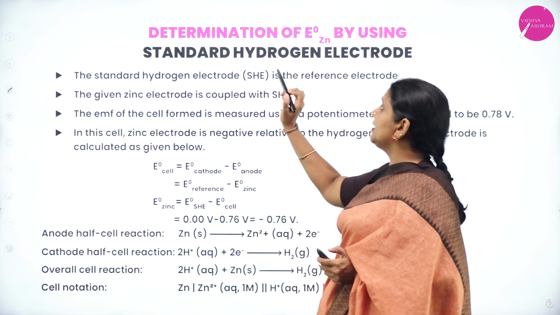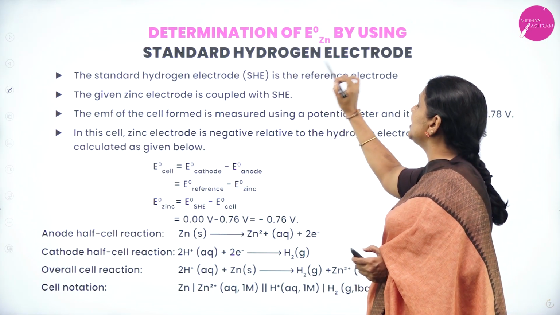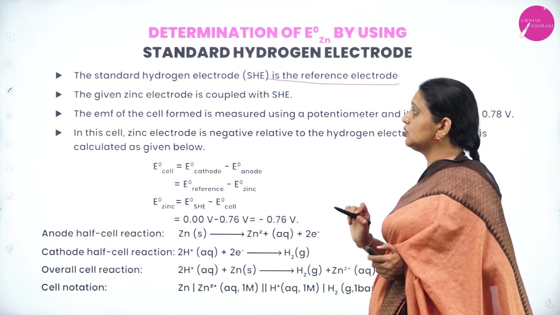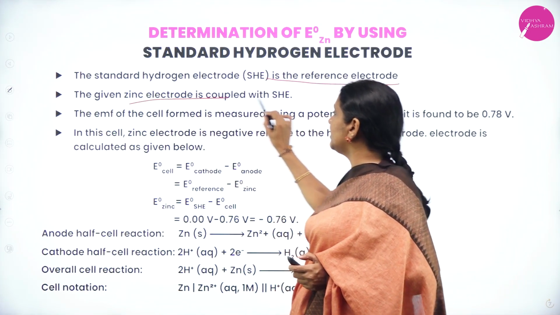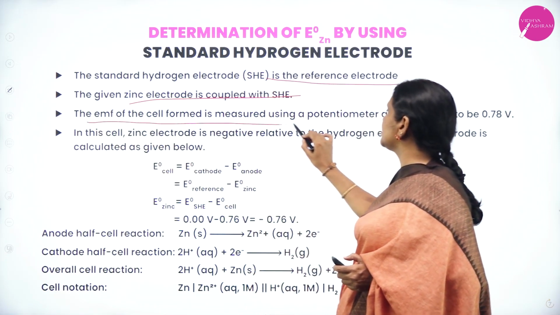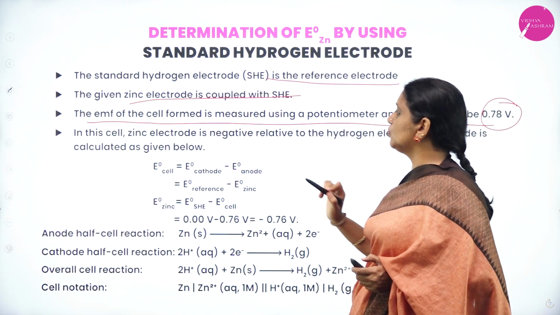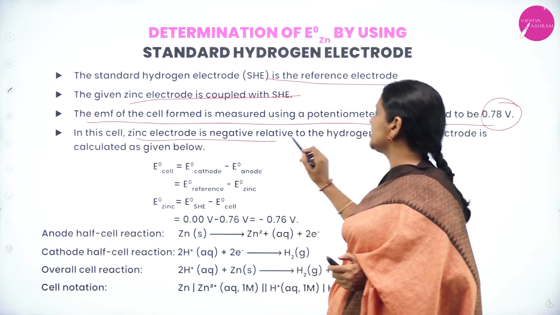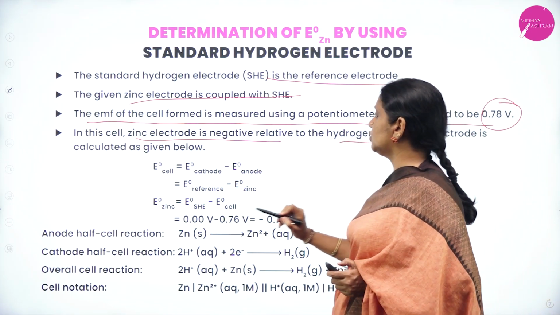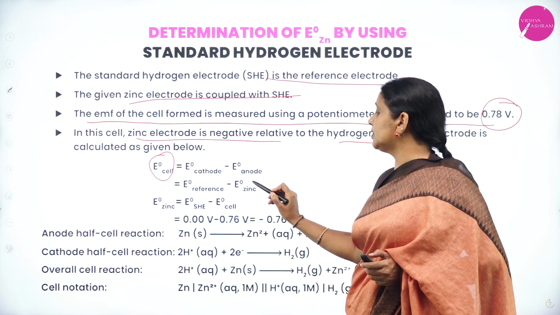Next, how can you calculate the E naught of zinc by using the standard hydrogen electrode? The standard hydrogen electrode acts as the reference electrode. The given zinc electrode is coupled with SHE, the standard hydrogen electrode. The EMF of the cell is measured using a potentiometer and found to be 0.76 volt. In this cell, the zinc electrode is negative, that is the anode, relative to the hydrogen electrode. You know that E0 cell is equal to E0 cathode minus E0 anode.